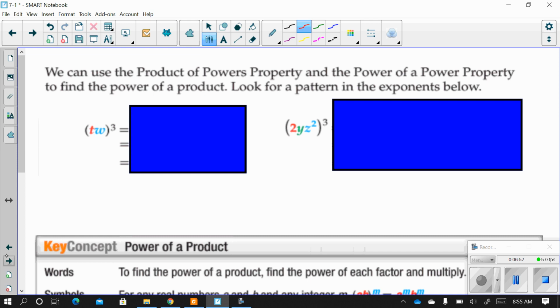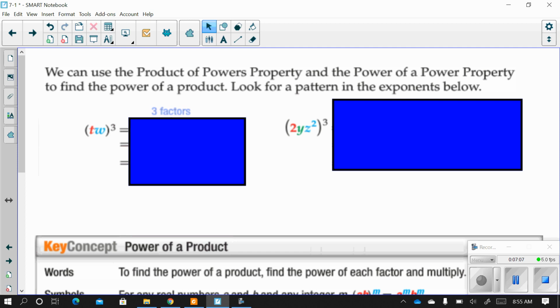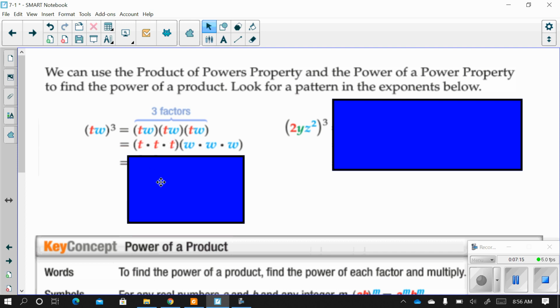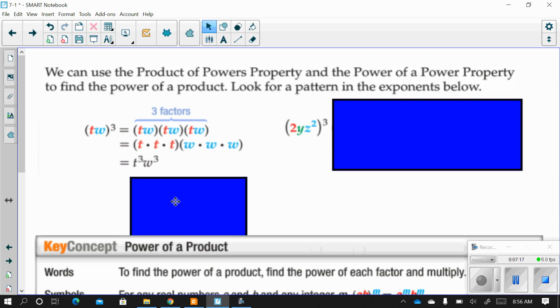So let's see what happens if I have a product inside raised to a power. Okay, so the power of a product. Well, what does tw cubed mean? That just means tw times tw times tw. Okay, so, well, now we just add those exponents. How many t's do I have? Well, there's 3 of them. I have 3 w's, so that gives me t cubed, w cubed.